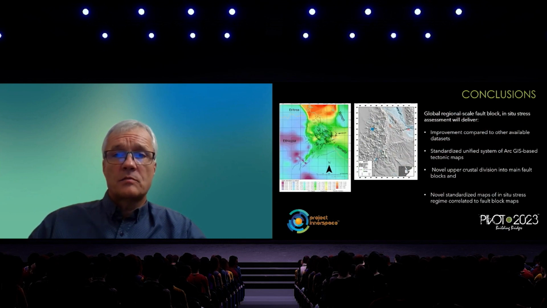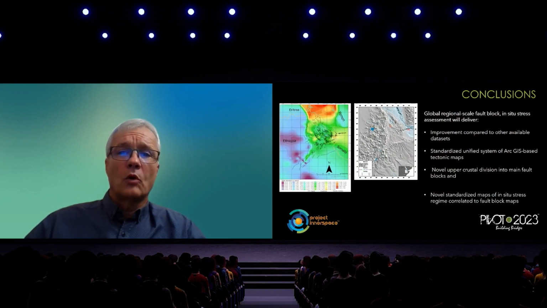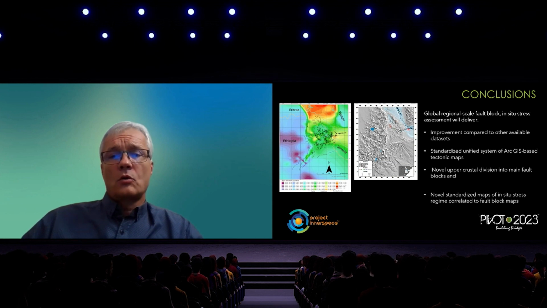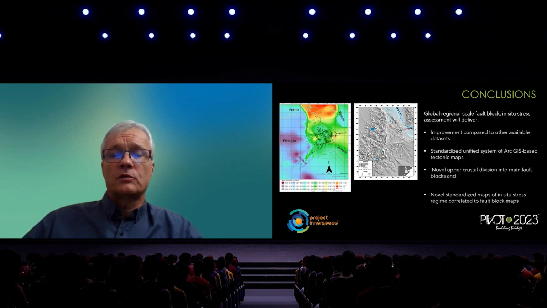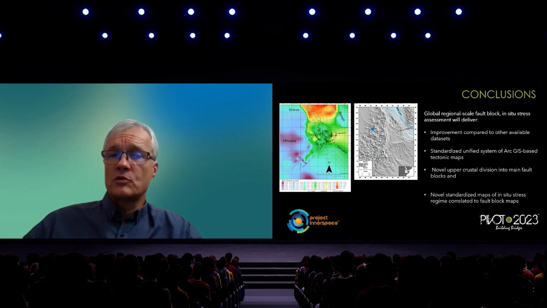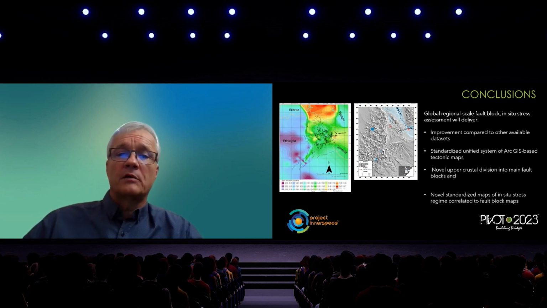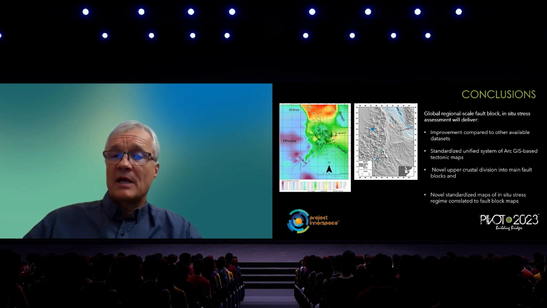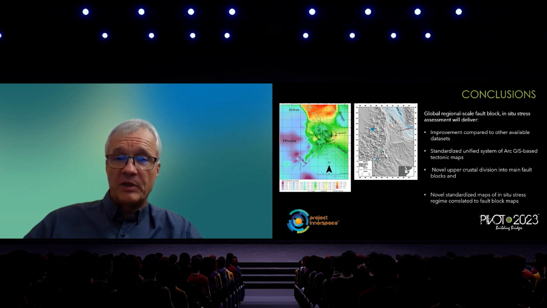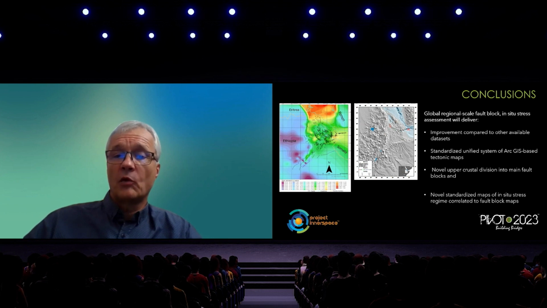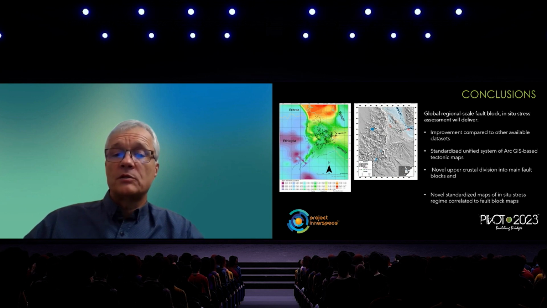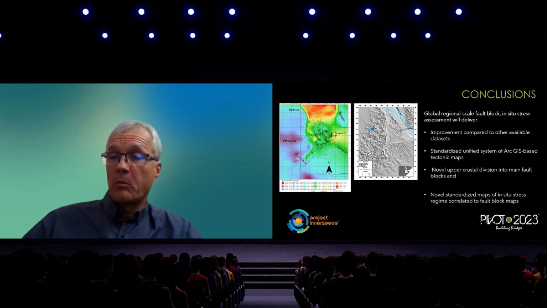And I guess it's time to conclude. So our study focuses on assessment of global regional-scale fault blocks and in situ stress. And we will deliver improvement compared to other available datasets: a standardized unified system of ArcGIS-based tectonic maps, a novel upper crustal division into main fault blocks, and a novel standardized map of in situ stress regime correlated to fault block maps.